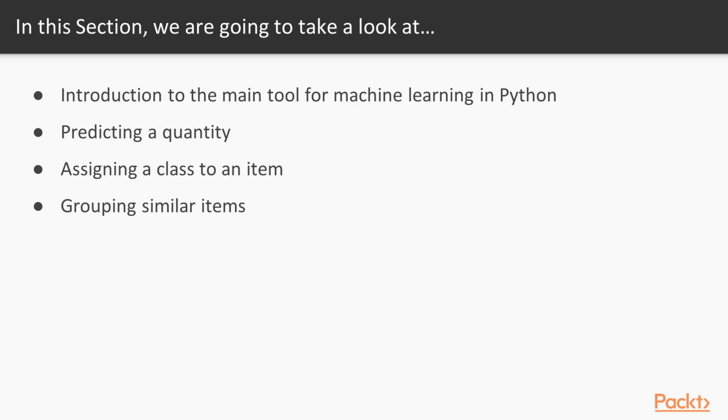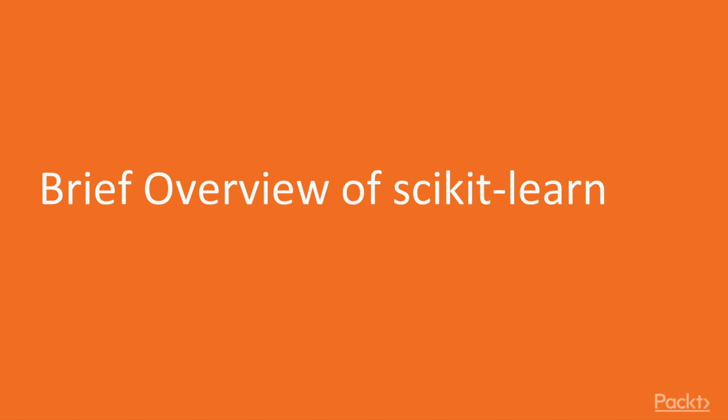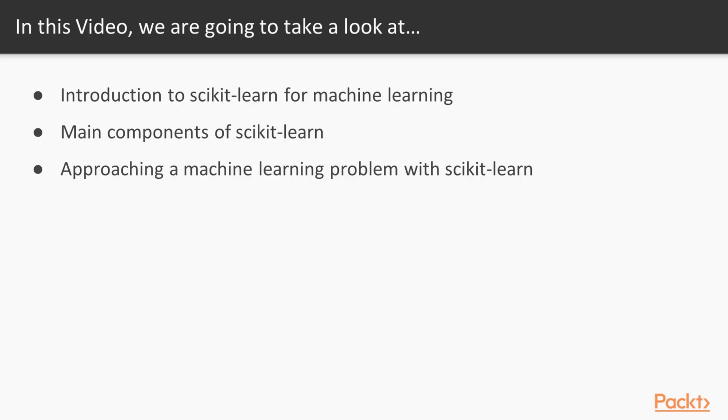Each individual video will provide more details on these problems, and will show you how to approach the problem using scikit-learn and Python. And now we're ready to start with the first video of the section and have an overview on scikit-learn and machine learning, introducing some of the terminology. So in this video in particular, we'll introduce the library and some high-level notions of machine learning. We'll look into the main components of scikit-learn, and we'll see how we can use them to solve a machine learning problem.